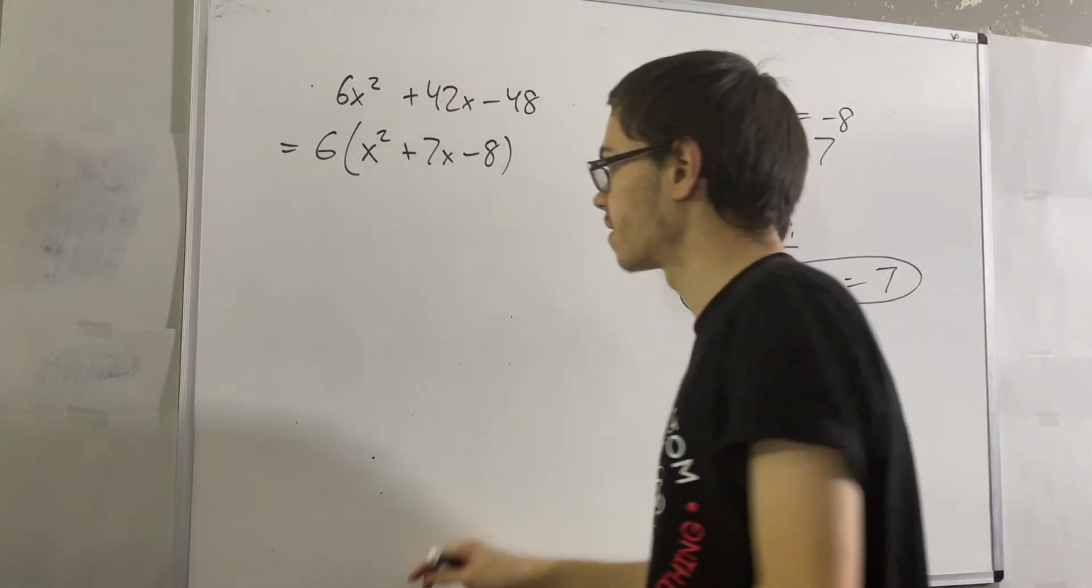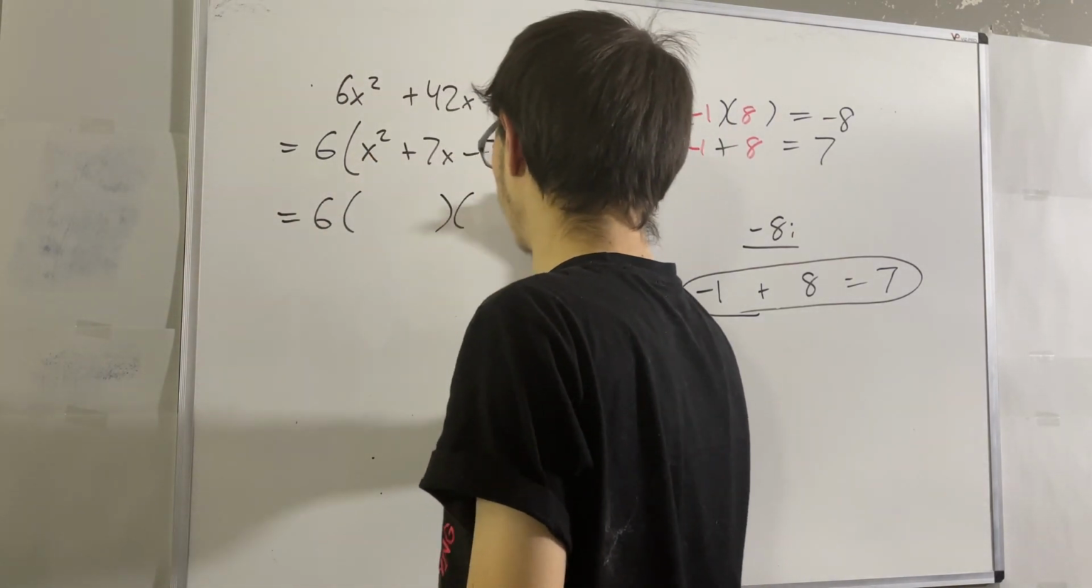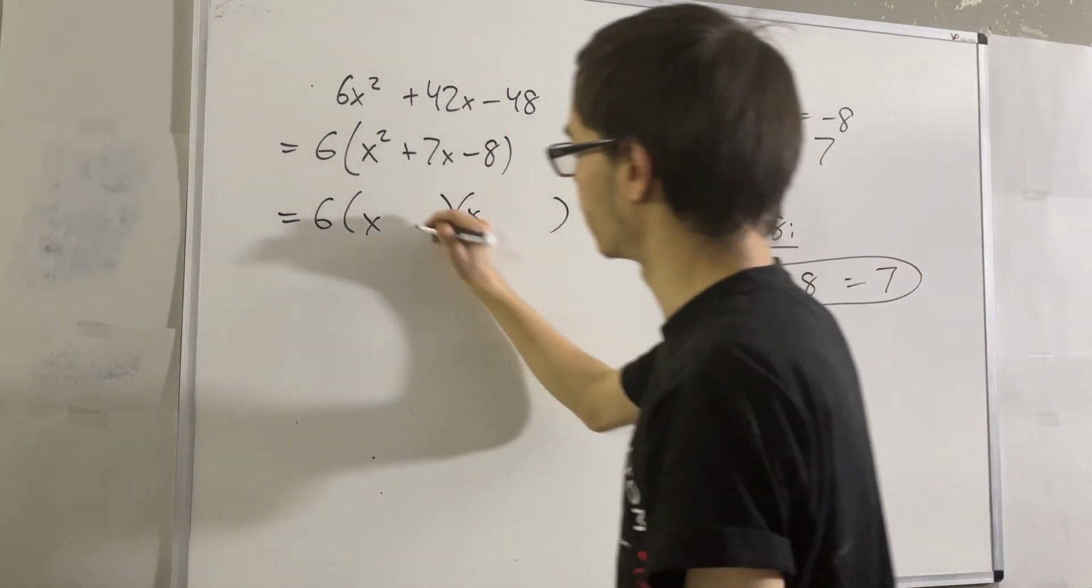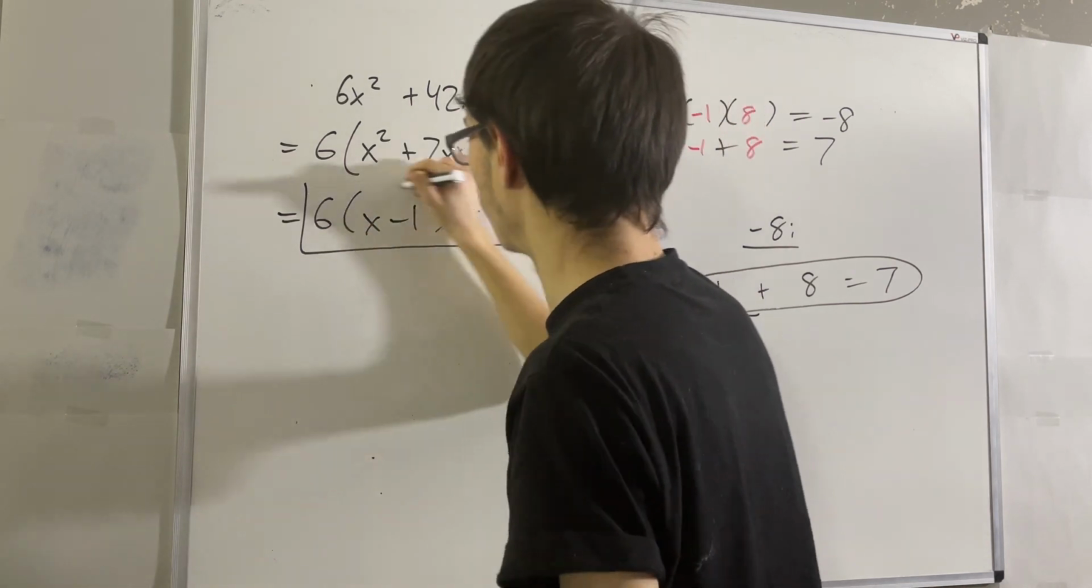So now that we have this, we do what we've been doing. X here, negative 1 and positive 8. So minus 1 plus 8. So this would be our answer.